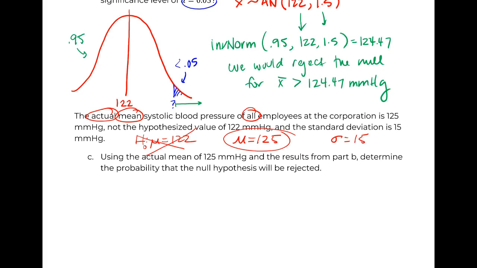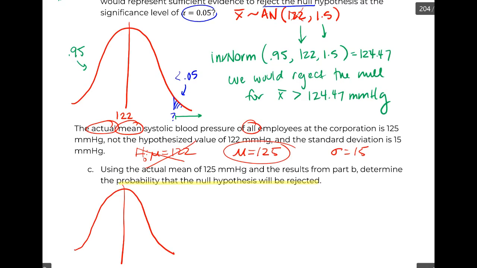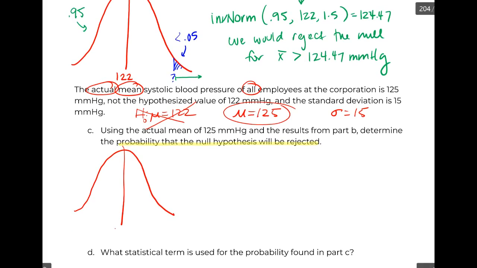So using the actual mean of 125 and the results from part B, determine the probability that the null hypothesis will be rejected. What? So using the actual mean of 125 and the results from part B, determine the probability of rejection. So probability means we're looking for an area under the curve, right? And we now know that the real mean, x bar is still normally distributed, but what was wrong in this previous example was this shouldn't have been 122. It should have been 125.